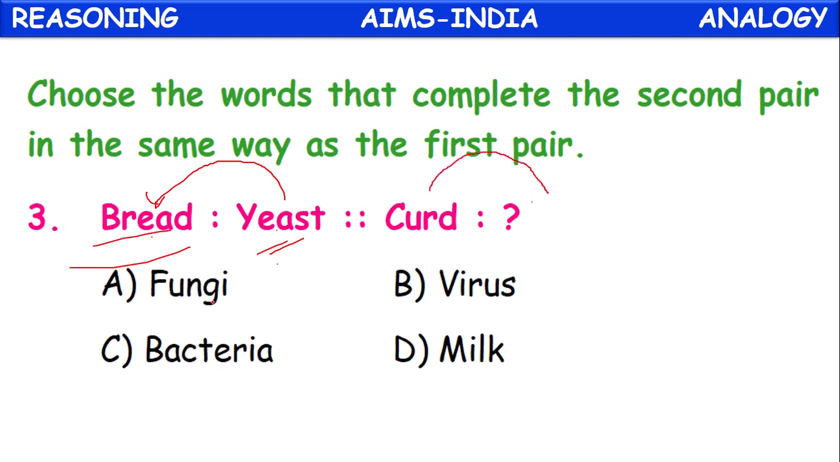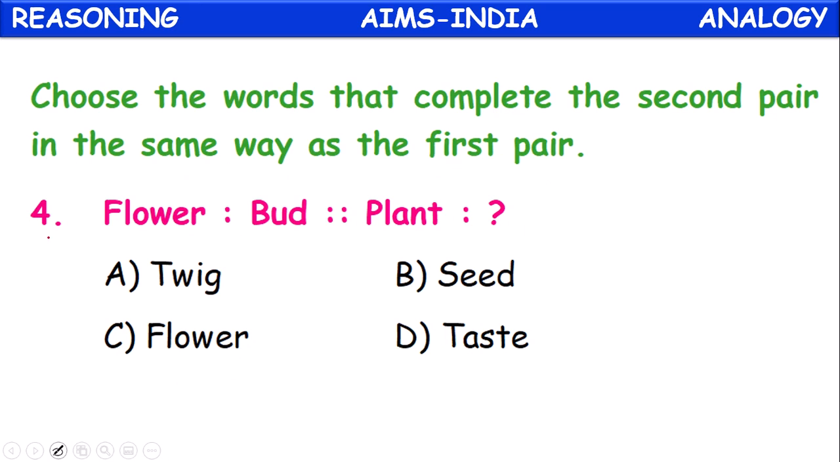Next, bread is related to yeast. Bread is formed because of a microbe called yeast. In the same way, curd is formed because of what? Fungi, virus, bacteria, milk? The answer is bacteria. Because of lactobacillus bacteria, curd is made. So the option is bacteria.